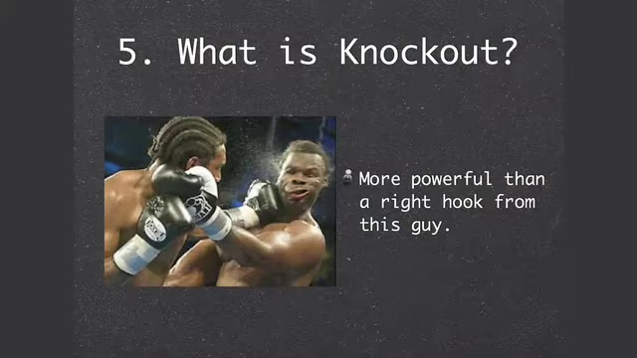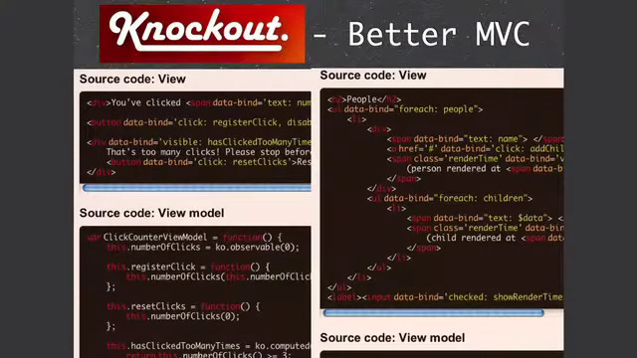Knockout. It's more powerful than a right hook from this guy. Knockout is a competitor to, how many of you use Batman or Ember or Backbone or something like that, or Knockout? So, right, we're somewhat framework obsessed these days. Here's why I don't like Knockout. It doesn't have routing. It's a known weakness. There's something called Knockback, which sort of bridges between the world of Knockout and Backbone. There's, I think, some other projects which add a few things to Knockout. Here's why I do like it.